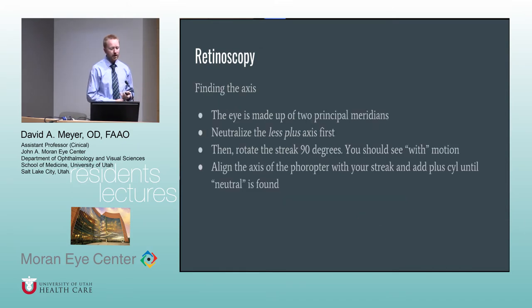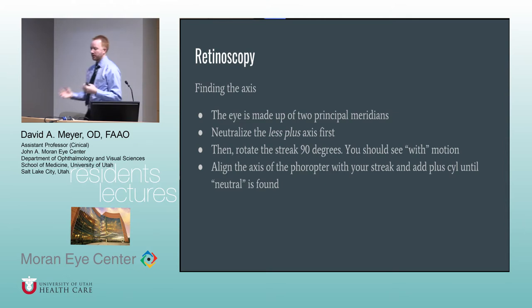Okay, so for retinoscopy, the eye is made up of 2 principal meridians, as you guys know. And when you're using retinoscopy, you try to neutralize the least plus axis first. Sometimes that's hard, because you're like, well, how am I supposed to know that? Well, you know that when you rotate the streak 90 degrees and then you find with motion.